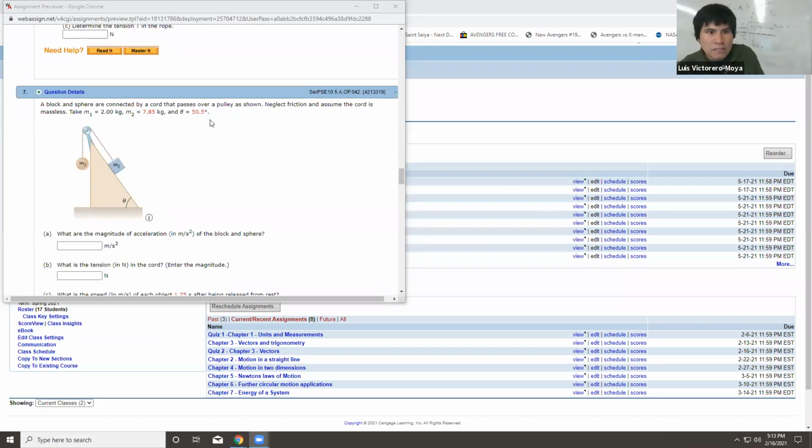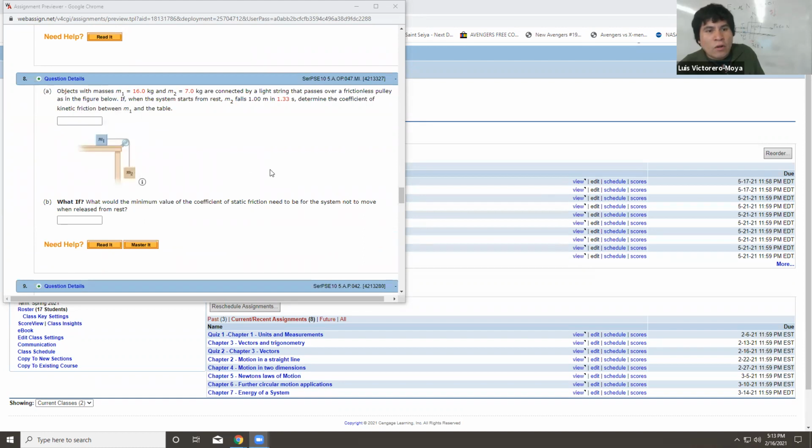So that's that. There's no friction here, so you can neglect friction. For this one, just look at the lecture. This one, I also did it. Let's see. Obviously, the masses are 16 and 7 kilograms, connected by a string. If the system starts from rest and M2 falls 1 meter in this time, determine the coefficient... oh, there is friction here. Okay, that's fine. They give you the time and the distance to find the acceleration.